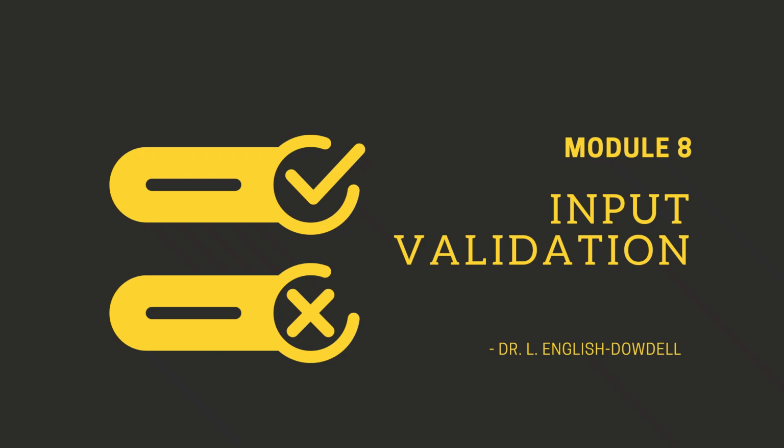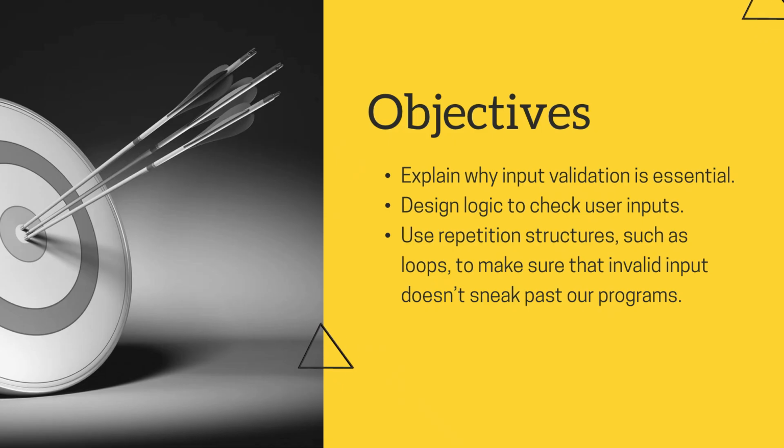So I want you to think about that for a second. What actually happened? Did the website let you through anyway? Probably not, okay? Most likely, it told you that your input wasn't acceptable, and it asked you to fix it. Now that process is called input validation. So in this module, we're going to focus on protecting our programs through input validation.